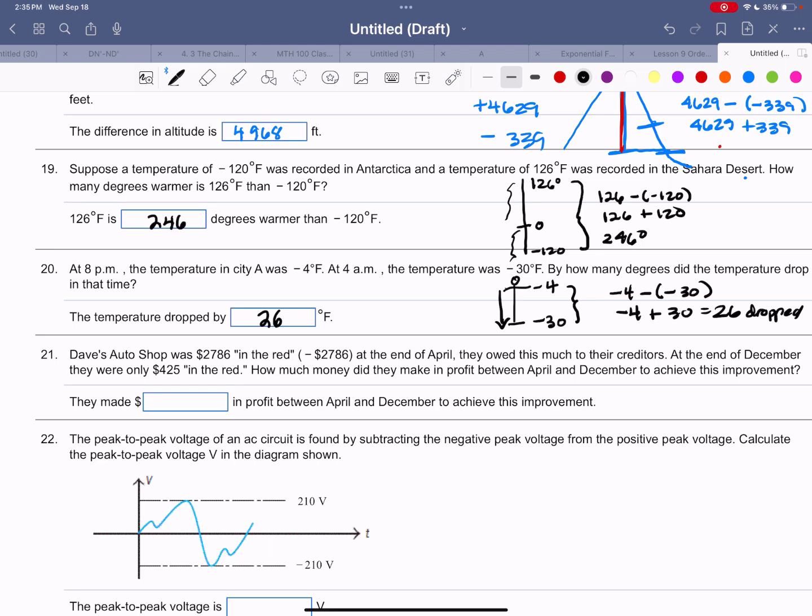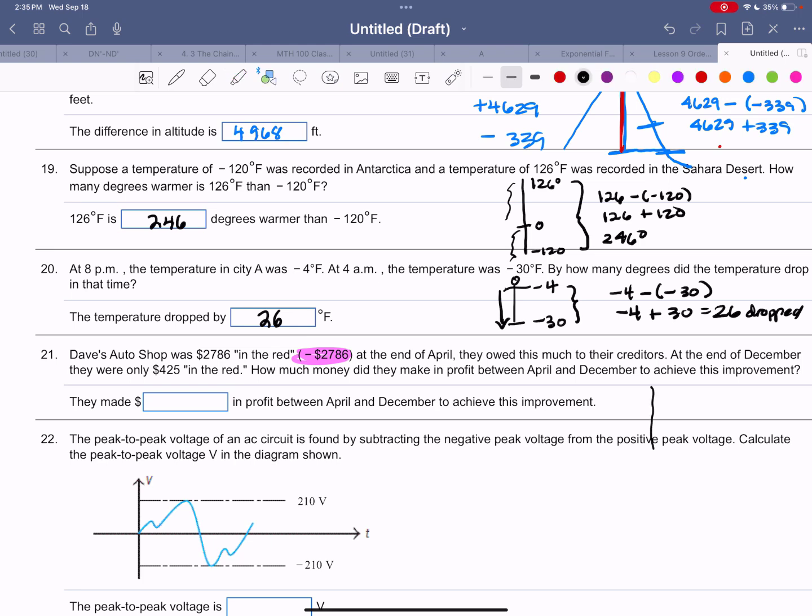Number 21. Dave's auto shop was $27.86 in the red. Okay, so that means that they are overdrawn by $2,786. They owed this much to their creditors. At the end of December, they were only $425 in the red. How much money did they make in the profit? Okay.